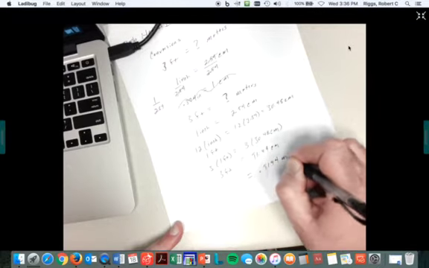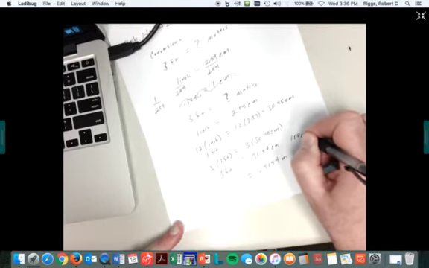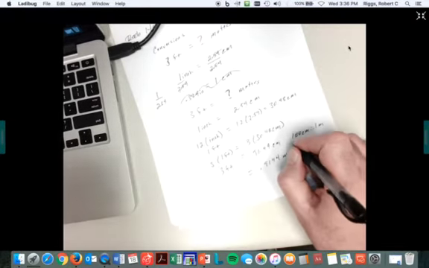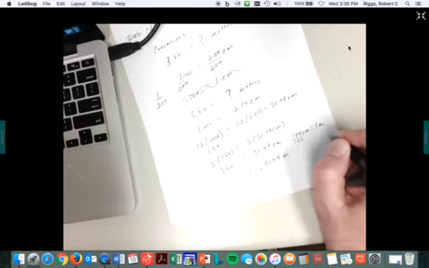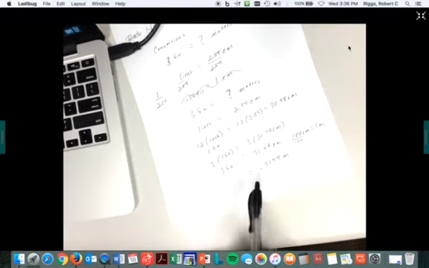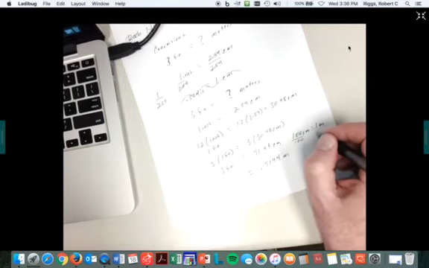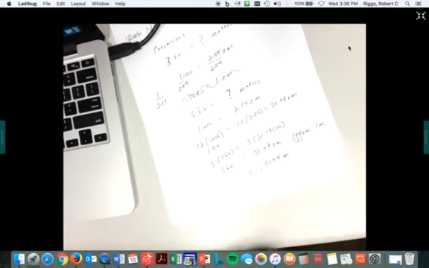Or 0.9144 meters, because there are 100 centimeters in 1 meter. So I divide both sides by 100. If I have that many centimeters, how many meters is that? So it's 0.914 meters. Okay, well, that's not hard.